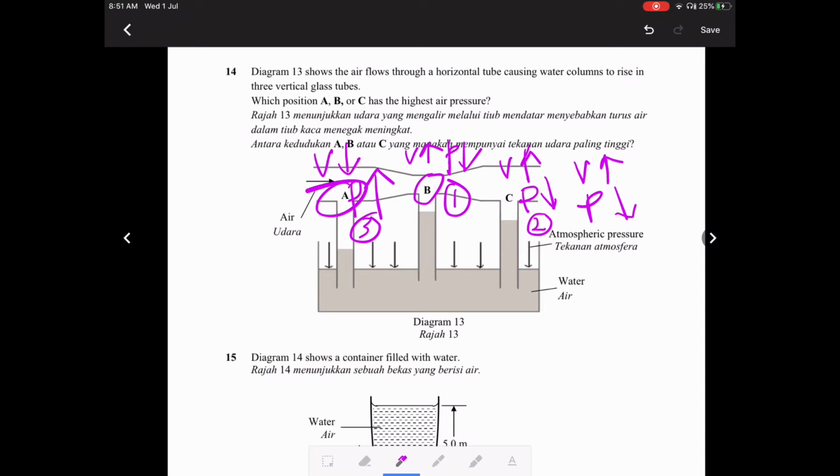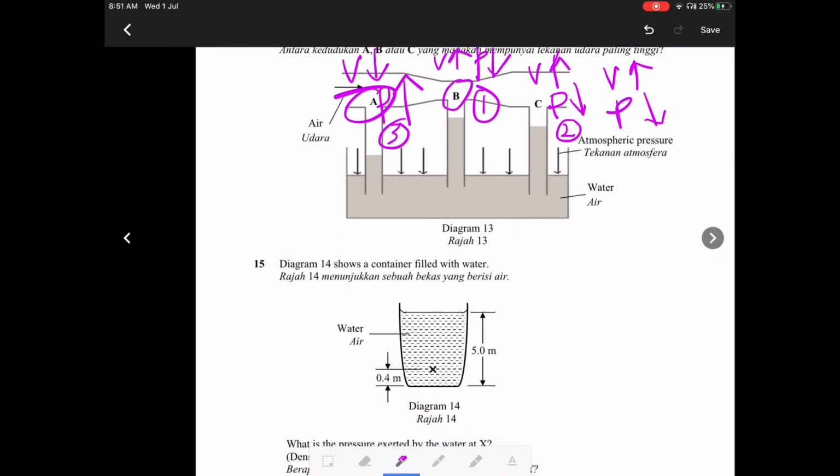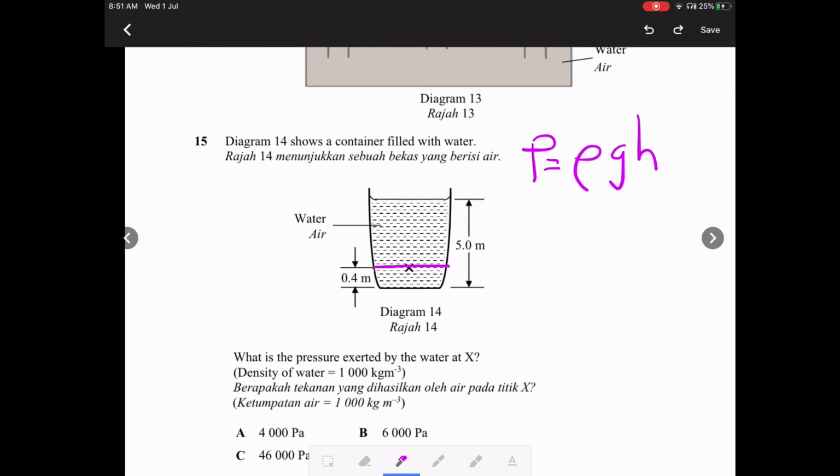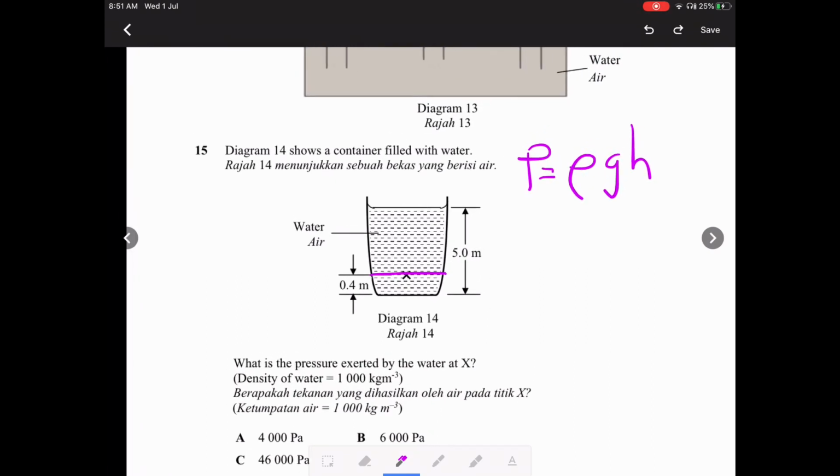Number 14. Yes. Okay, number 15. Okay, diagram 14 shows a container filled with water. What is the pressure exerted by the water at X? So, position X ni. Position X tu yang ini. Okay, so kita tahu tekanan air, formula dia ialah rho G H. Okay. Tapi kita tengok juga sebab dia open, dia ada masuk. Tapi dia tak bagi pula tekanan atmosfer lah kat sini. Okay, jadi kita ukur tekanan air adalah daripada permukaan air ke titik yang kita nak cari tu. So, ini ialah dia punya H.